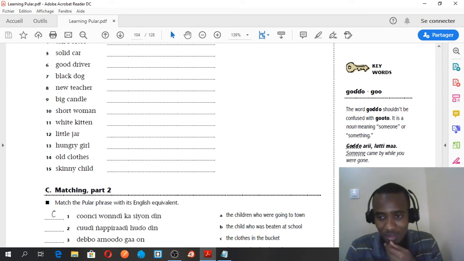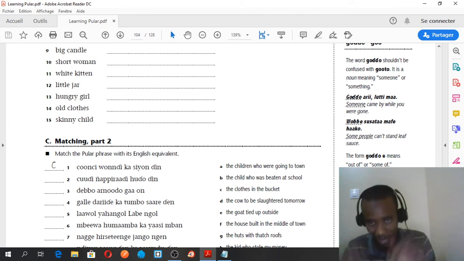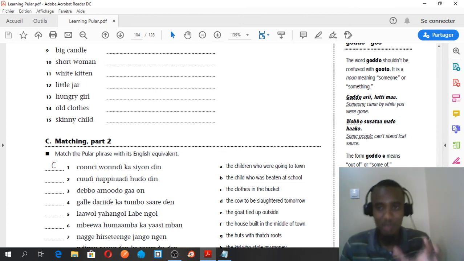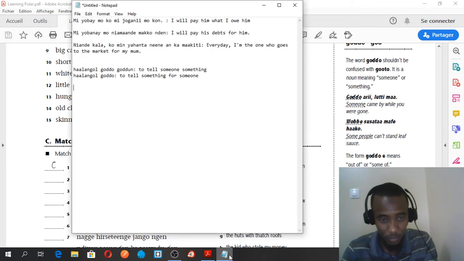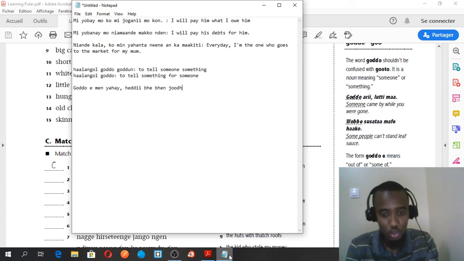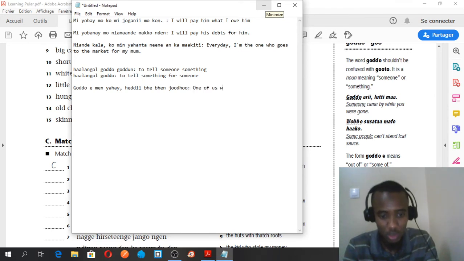The form God e means out of. This is another thing. God e mean yahai beda jodo: one of us will go and the others will stay. God e mean yahai. Beda ma heddi de ben jodo. Goddo e men yahai, heddi be ben jodo. One of us will go, others will stay.